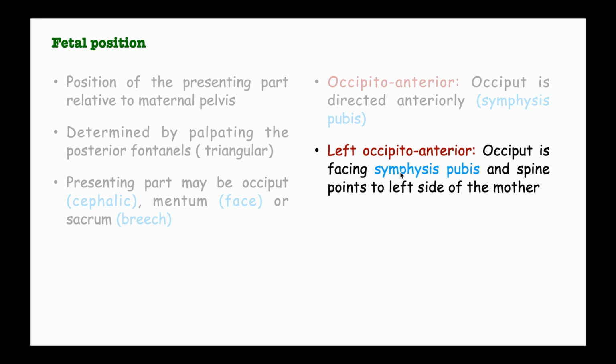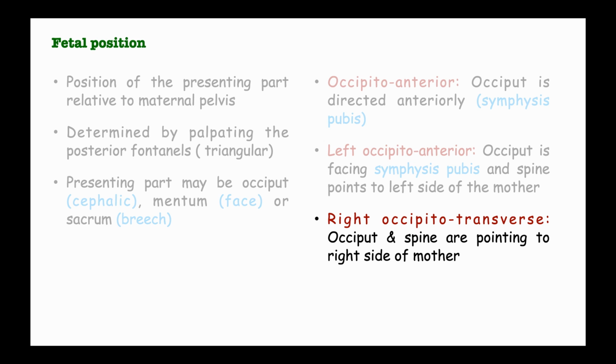When we say left occipito-anterior, it's very simple. What it means is that the occiput of the fetus is facing the symphysis pubis. However, the spine of the baby is pointing to the left side of the mother. I'll show you photos very soon. And also when we say right occipito-transverse, what it means is that the occiput of the fetus is facing the transverse side of the maternal pelvis. And so the occiput and the spine are all pointing to the right side of the mother.